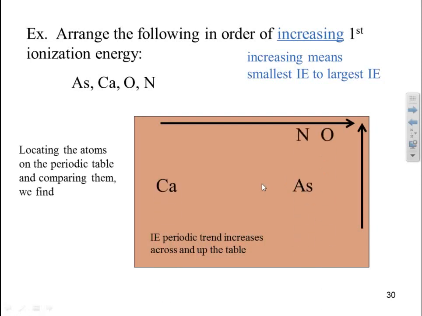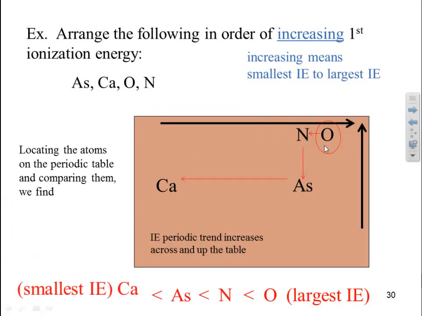So looking at this, we know that oxygen is going to be the largest ionization energy. It will be bigger than nitrogen. Nitrogen will be bigger than arsenic, and then arsenic would be larger than calcium, with calcium being the smallest ionization energy.